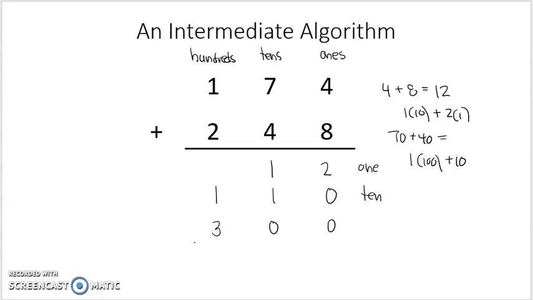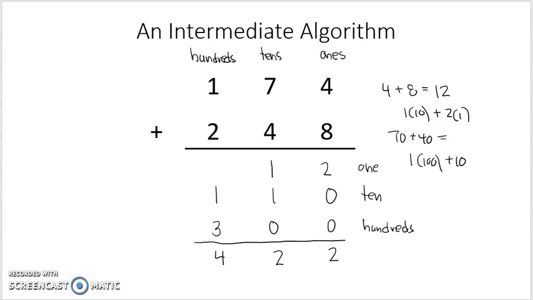And then to find the sum, all you need to do is add those up. So 2 plus 0 plus 0, that is 2 ones. 1 plus 1 plus 0 is 2, so that's 2 tens. 3 plus 1, 1 plus 3 is 4 hundreds. So, as it was in the first case, 174 plus 248 is equal to 422. And that is the intermediate algorithm, where you represent the ones, the tens, and the hundreds in separate lines, and then add them up. Okay?